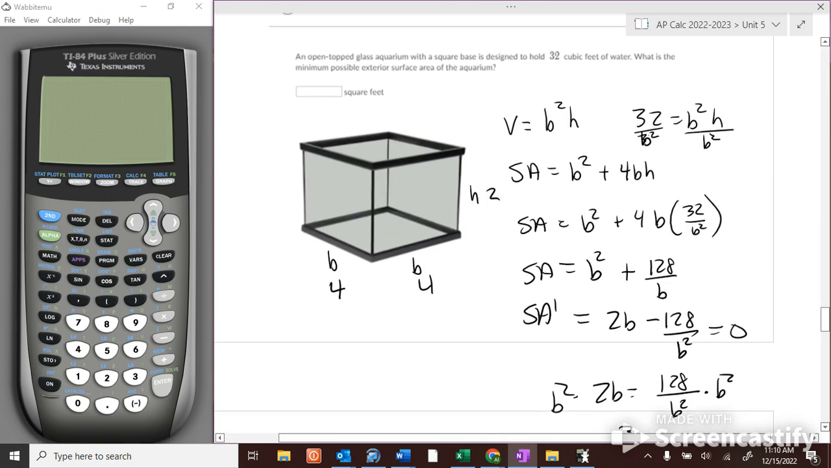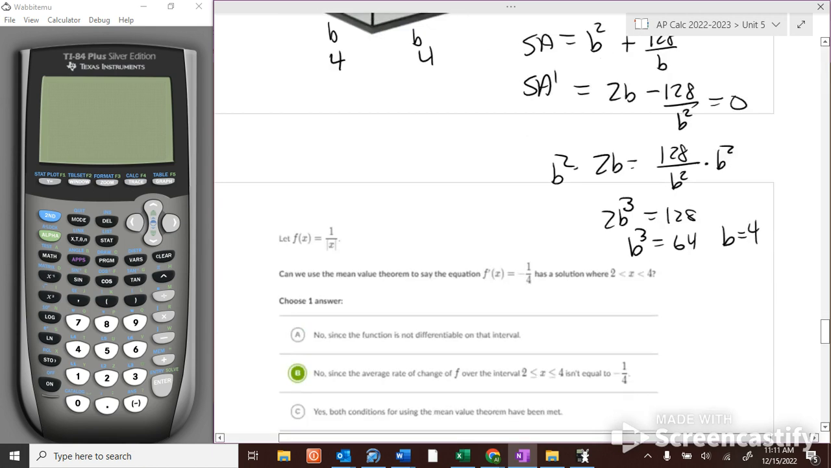Okay? The height has to be 2 because our volume is b squared times h, which is 32. That's the only way I make 32. So what's our surface area? Well, it's b squared, which is 16, plus 4 times 4 times 2. So this is 32, this is 16, so it's 48 square feet. All right, there we go.